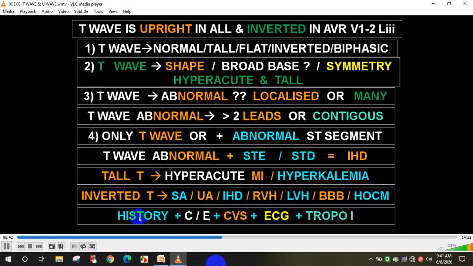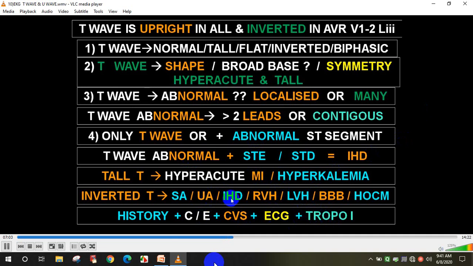And you should have a good history, clinical examination, cardiovascular system examination, including auscultation, etc. And troponin will be helpful because if troponin is positive, it is in favor of a STEMI and non-STEMI. And if troponin is negative, it is in favor of unstable angina.